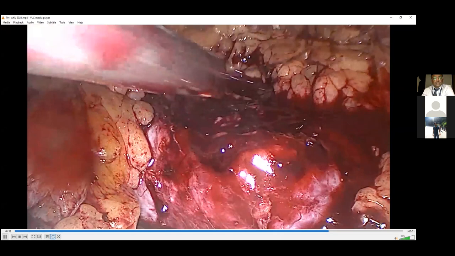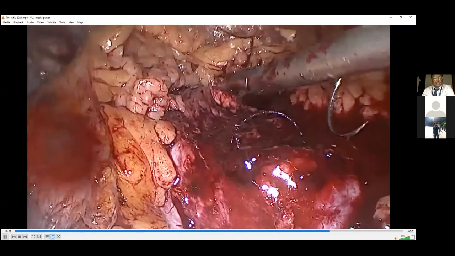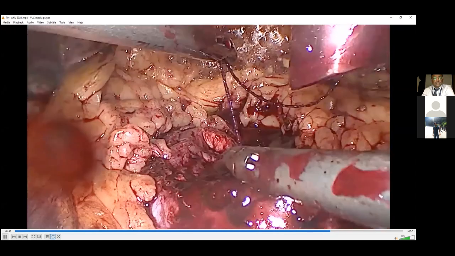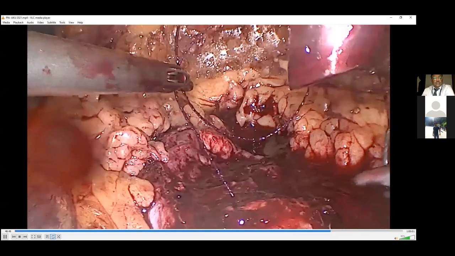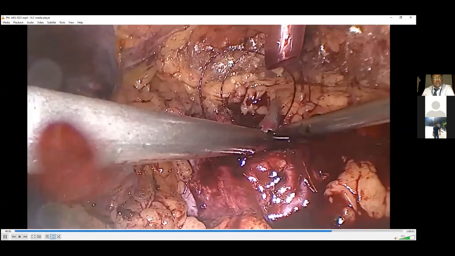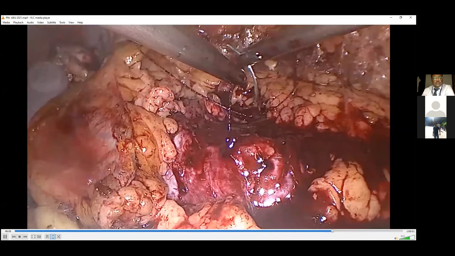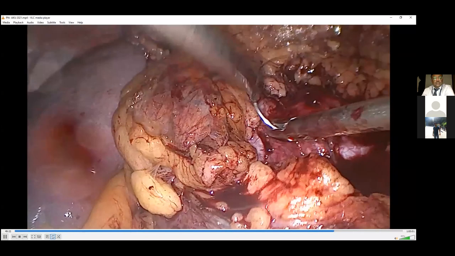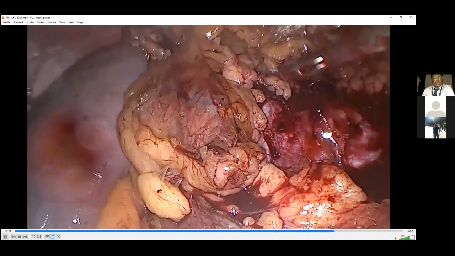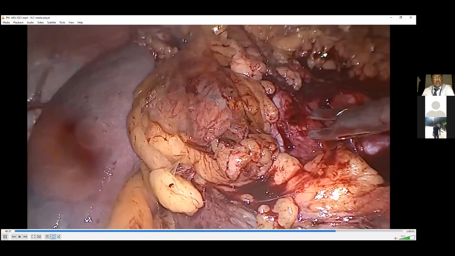So once I've done that, I will clip it here with the Hem-o-lok, and then I've got two mattress stitches, which are two Vicryl 1 stitches, joined together at the end with the Hem-o-lok. One of them I will apply there, and one of them I will apply here. These are big, thick stitches, which you apply through the meat of the kidney, and you usually put the Surgicel bolster, and then you tie them on top of it.